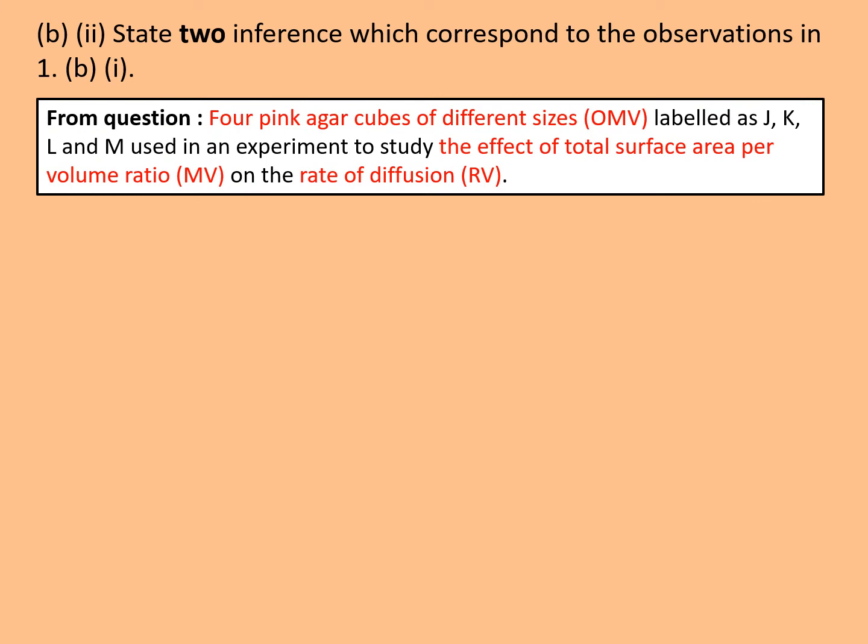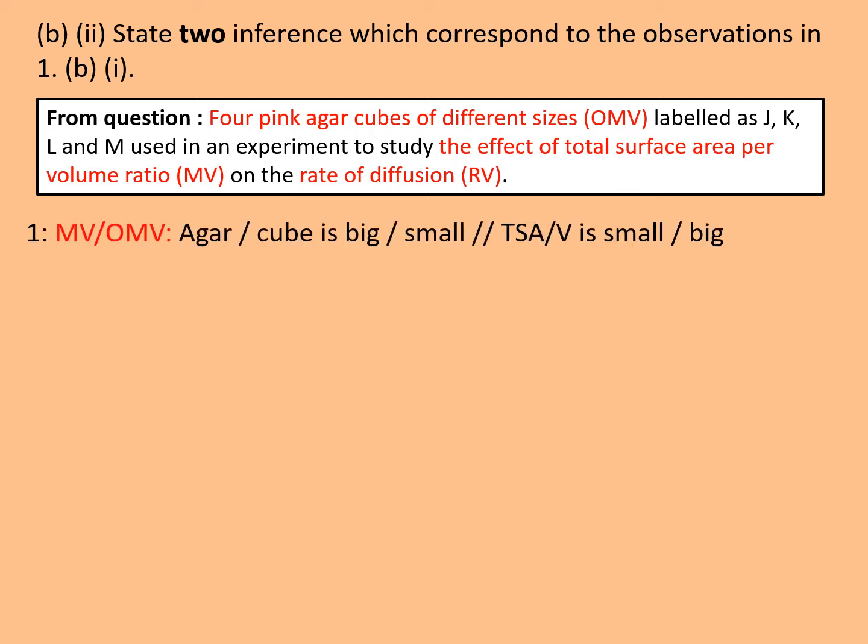B2, state two inference which correspond to the observation in B1. From question, 4 pink agar cube of different size, this is operating manipulated variable, labeled as J, K, L, and M used in experiments to study the effect of total surface area per volume ratio, MV, on the rate of diffusions. Okay, this is the RV. So when you write your inference, must have the RV.